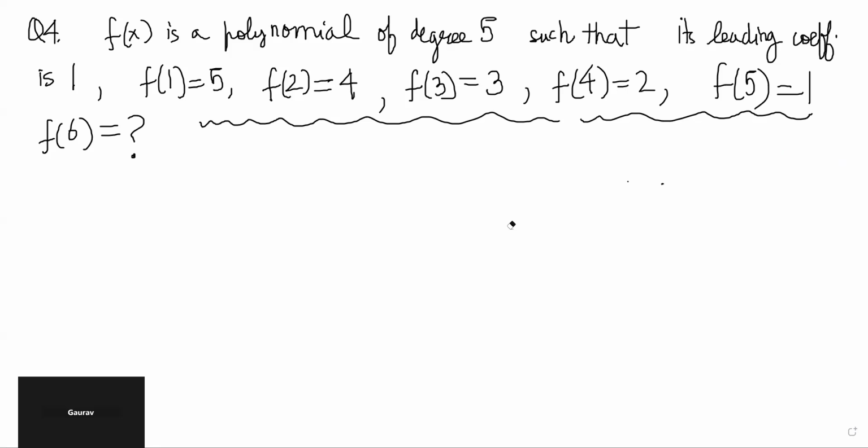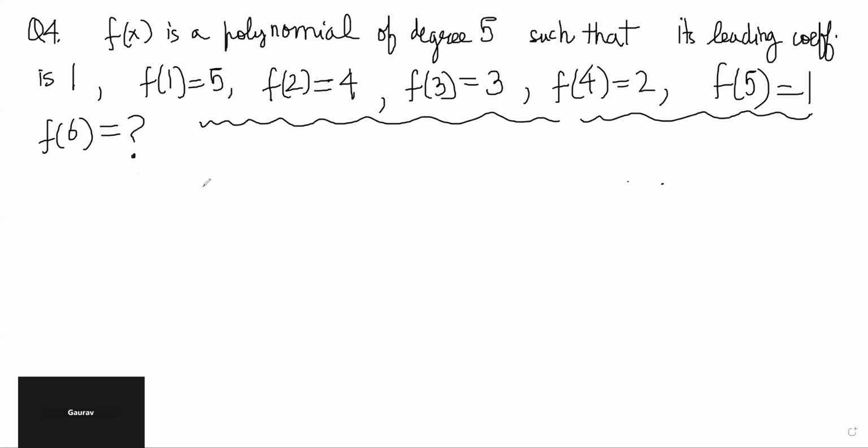Sir, would f of 6 equal 120? One second. Why? Tell me. Sir, I just constructed the polynomial that satisfies those conditions. How? Sir, f of 1 is equal to 5. As the leading coefficient is 1, it means x minus a, x minus b, x minus c, and plus 6 minus x.